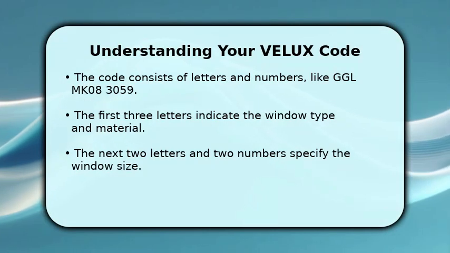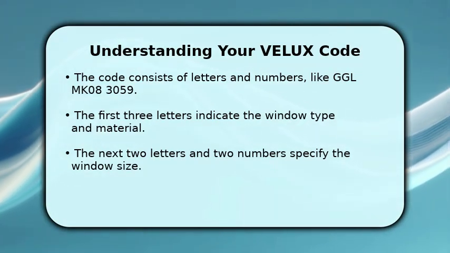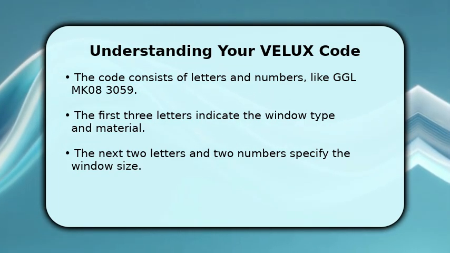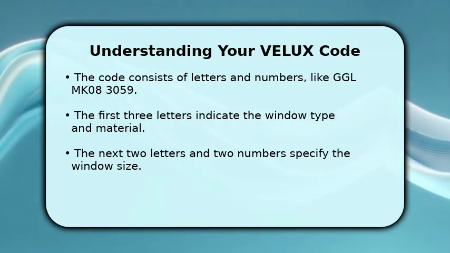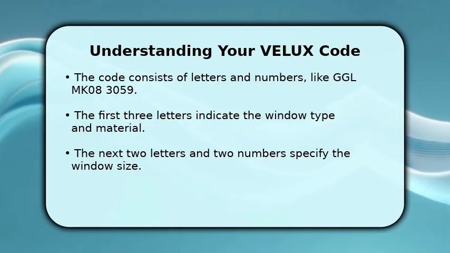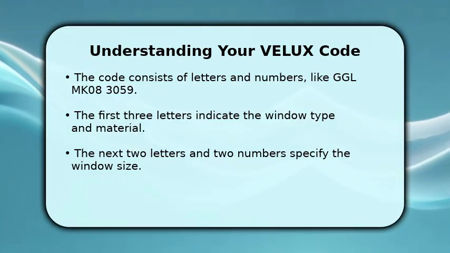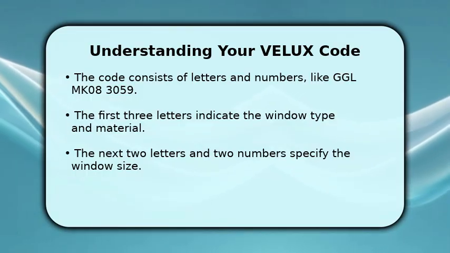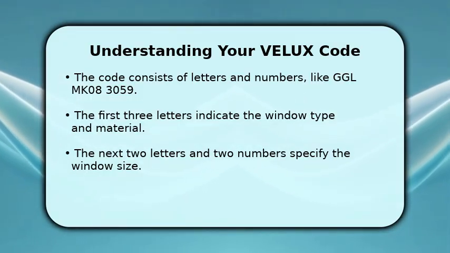Understanding your Velux code is simpler than it seems. The code is usually a combination of letters and numbers, for example, GGLMK083059. The initial three letters tell you the window's operation and frame material, such as GGL for a center pivot pine window. The following two letters and two numbers denote the window's specific size, like MK08. Any additional numbers typically describe the glazing type and other unique features.